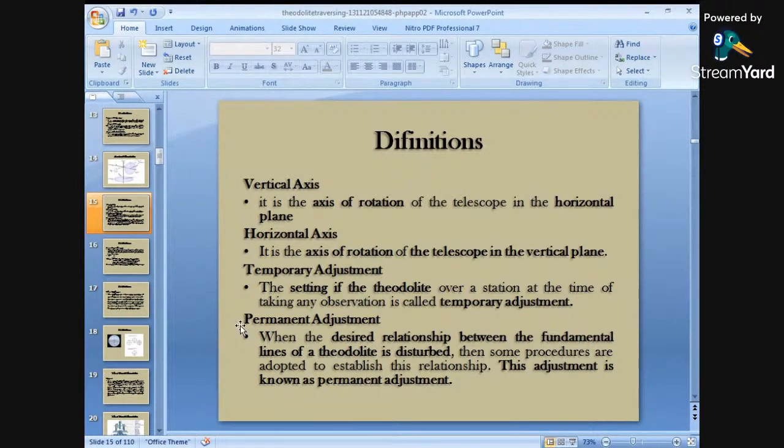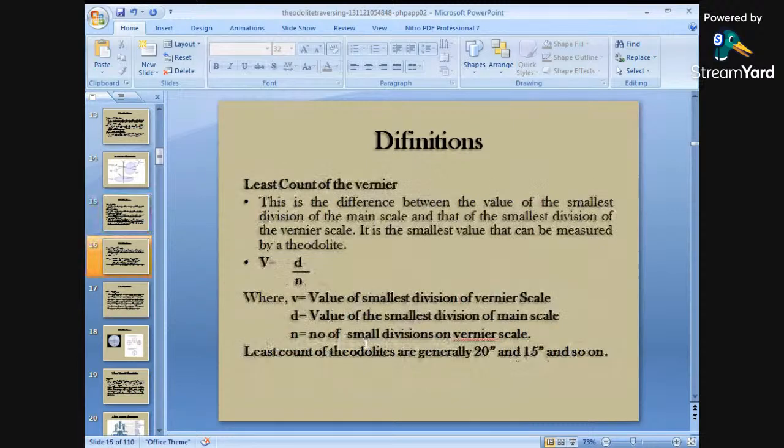So basically, why you have to do permanent adjustment is that, suppose you are continuously using your instrument and handling it continuously, so what will happen? There are certain relations between the axes which have been provided in the telescope. Because of heavy use, they get disturbed, and for that purpose you will have to perform a permanent adjustment if they are disturbed. Okay, so this is the difference between temporary and permanent adjustment.